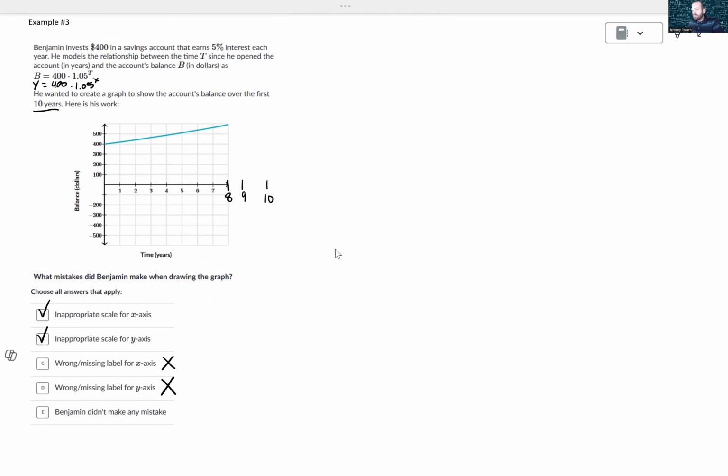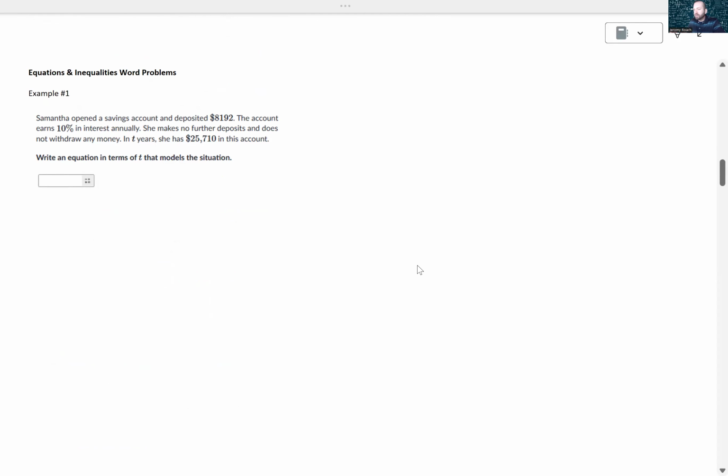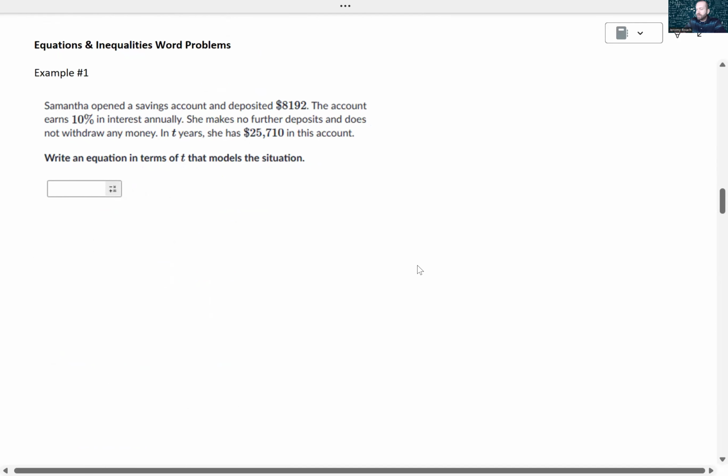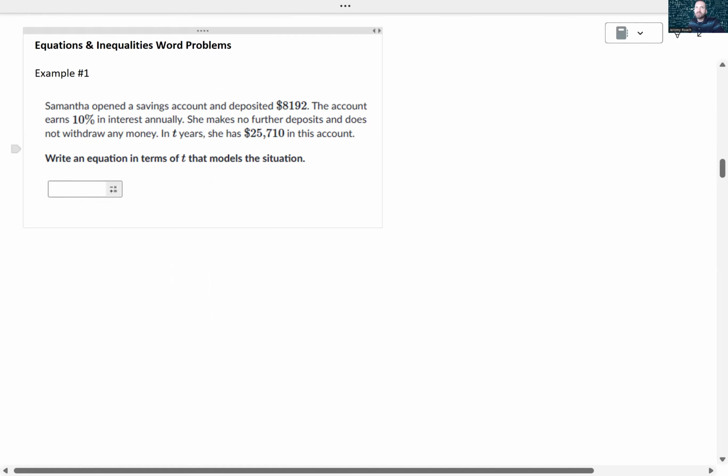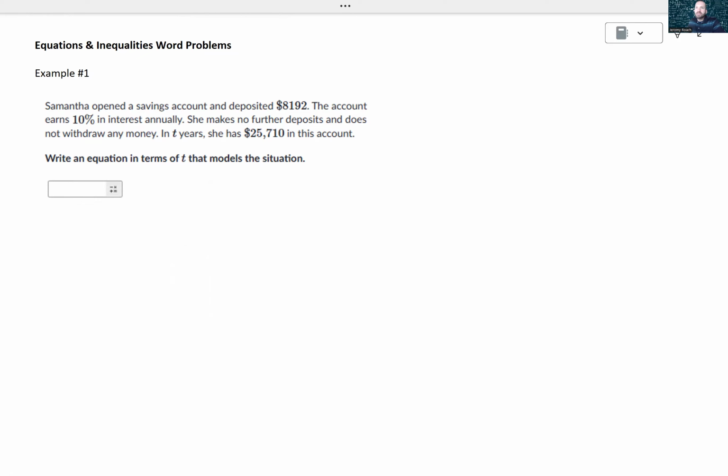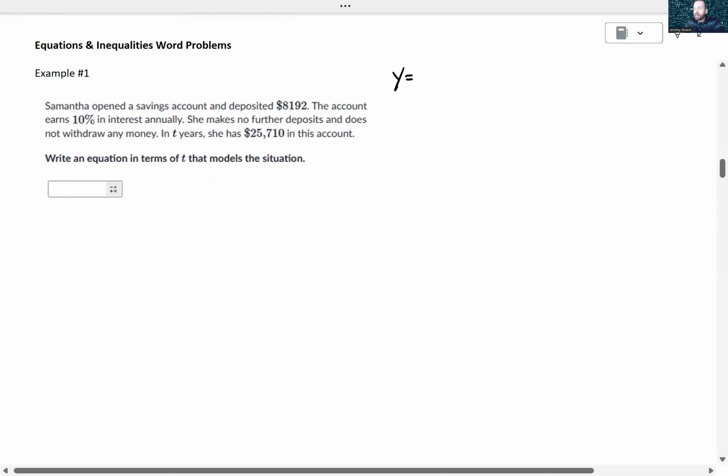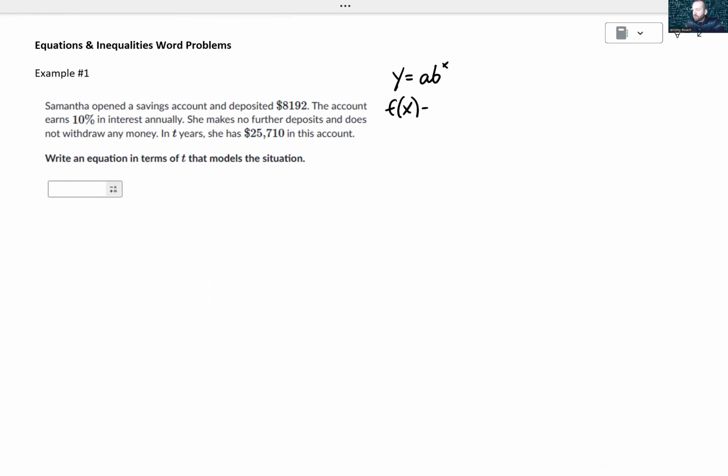All right, so we looked a little bit at some graphs. Now let's take a look at equations and inequalities word problems. This first problem is an exponential problem, and we have to know about exponential equations and how they're formed. So the basic form of an exponential equation is y equals ab to the x. And we can also write that f of x is ab to the x.